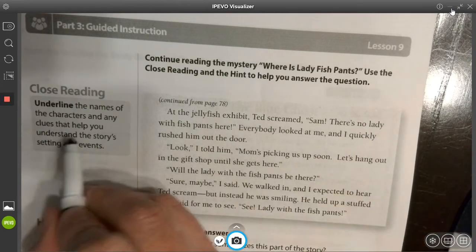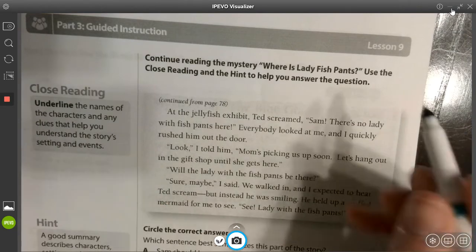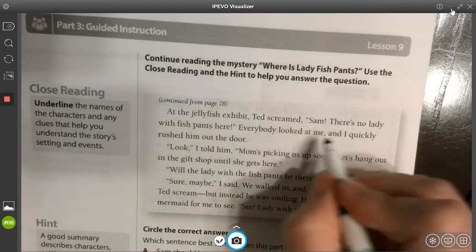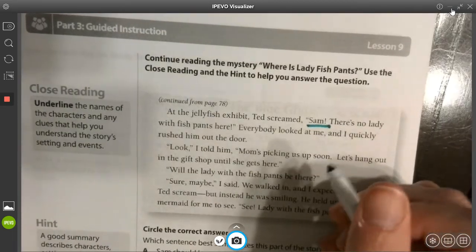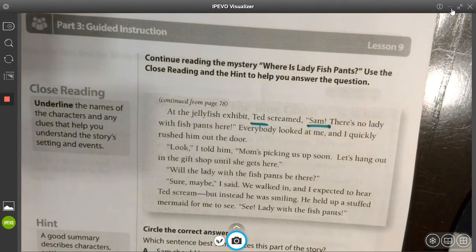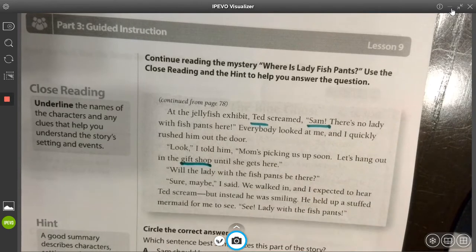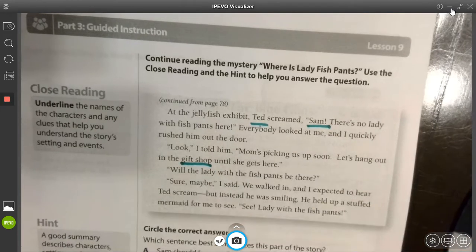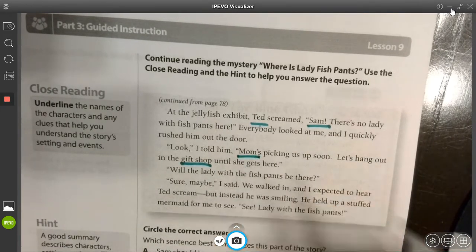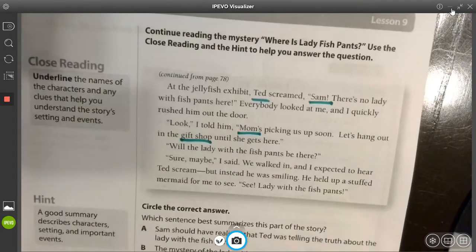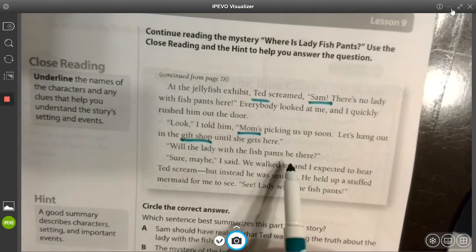All right. I'm going to underline the names of characters and any clues to help me understand this story's setting and events. So Sam and Ted and Sam. And then they're going to the gift shop. So that's the setting and their characters. We have Mom. I guess she's the minor character, because she's going to be picking them up.